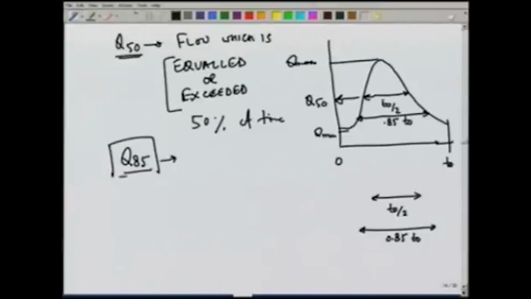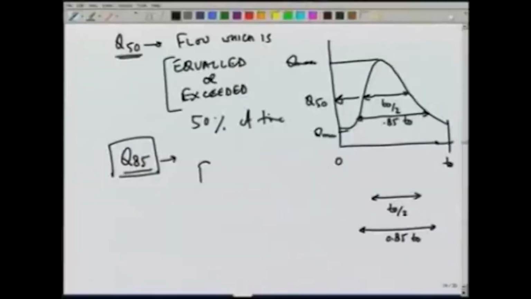Sometimes when we are creating a facility for power generation, typically we take this 85% dependable discharge as our design discharge. So, that means at least 85% of the time that much flow will be available to us.